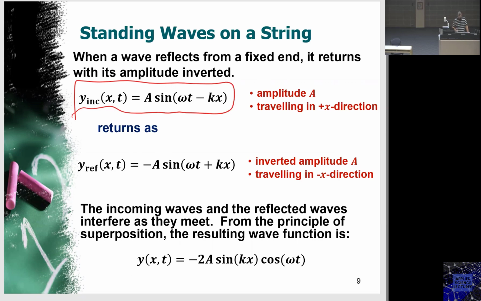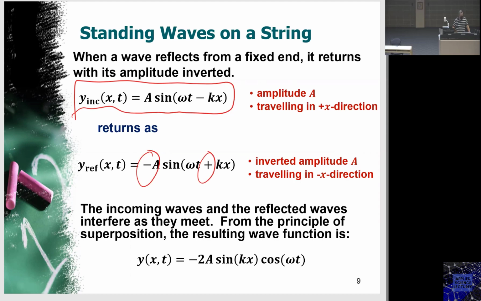Inverse amplitude, which means I have here an inverse sign. That's why I have minus A. Why is this? Because at the end of the string, I have to apply the boundary condition and have a 0 displacement. In order to do this, the amplitude here has to be negative. So the inverted signal has a negative amplitude, minus A. Okay, so we understood why we have a minus here in this reflected wave.